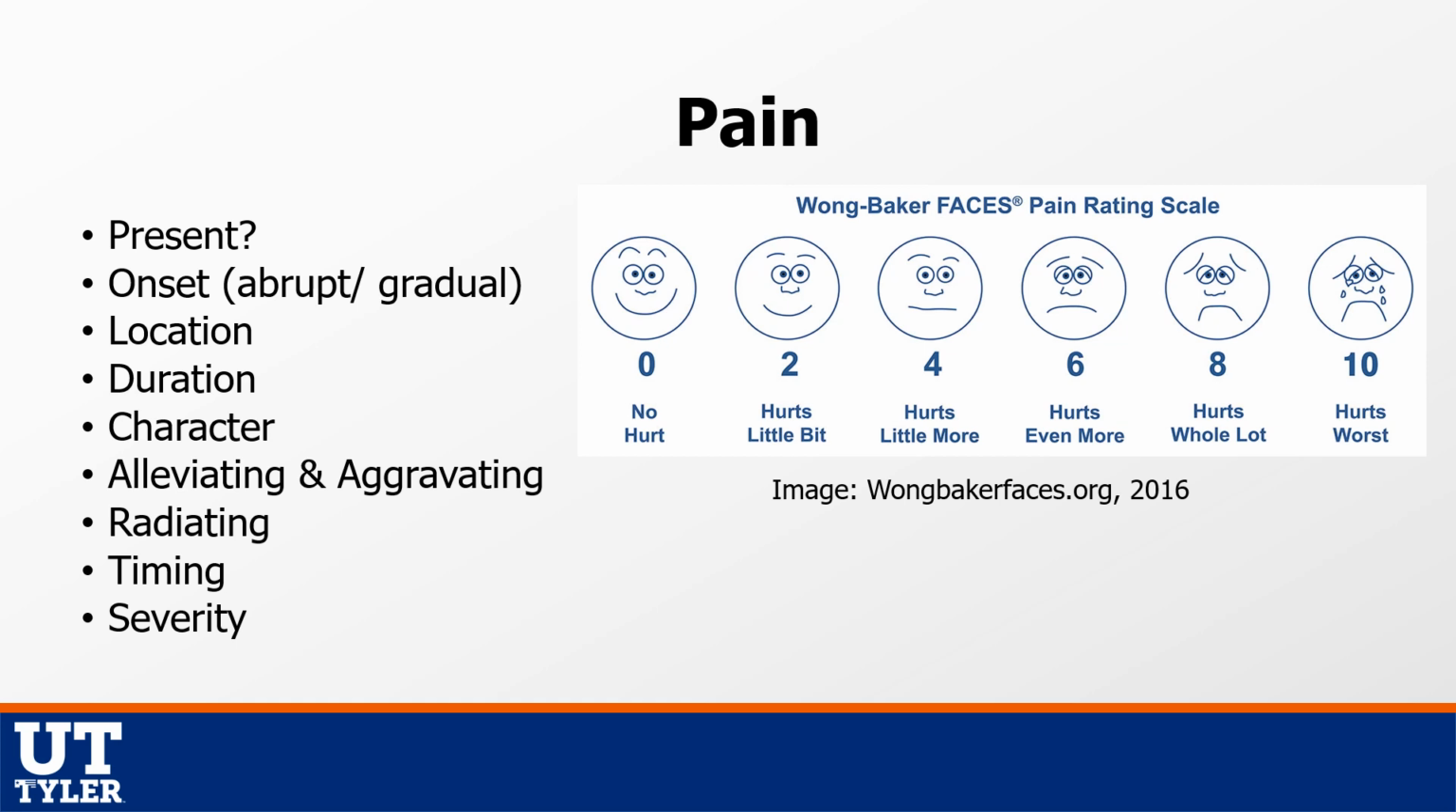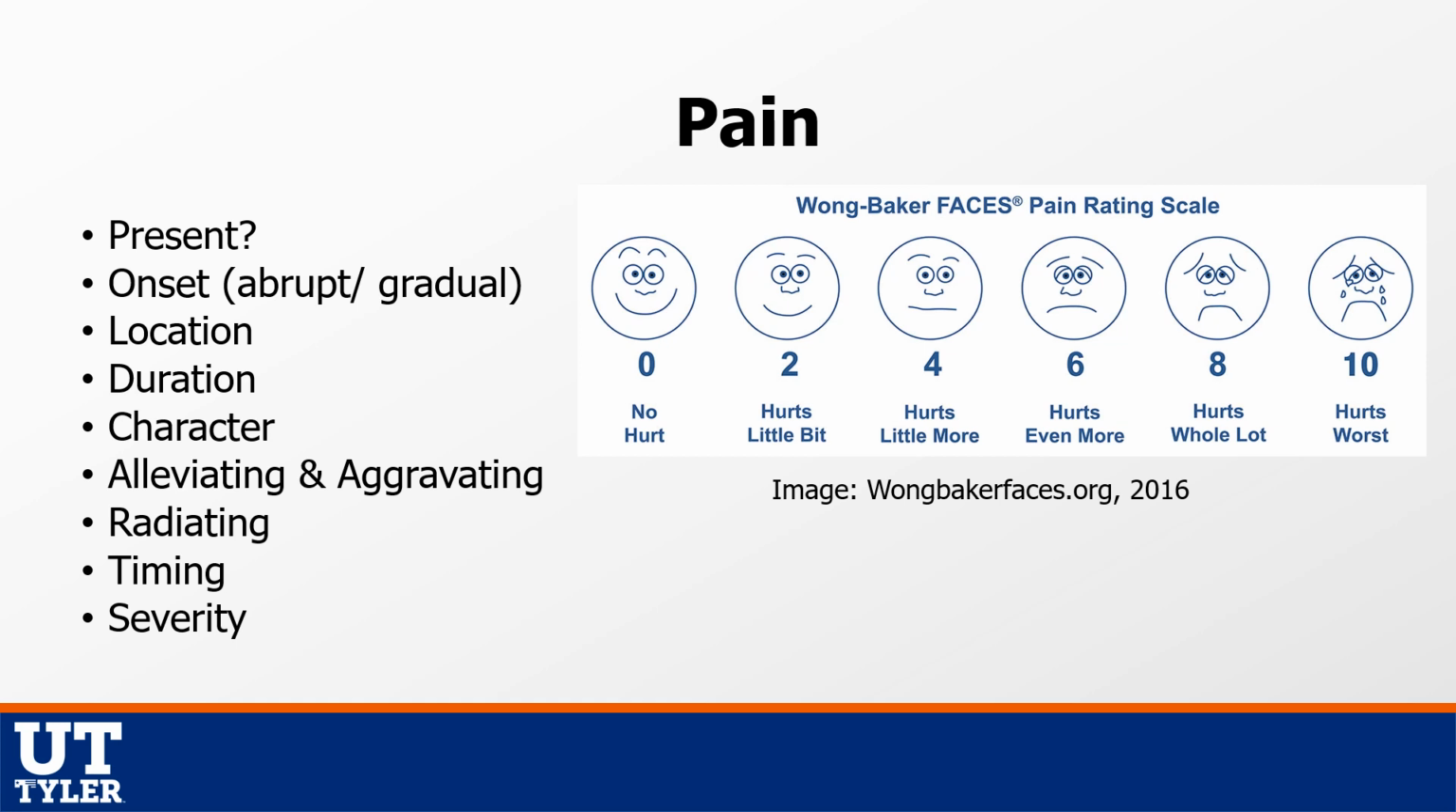When you find out what the pain number is, next you're going to go through the old CARTS questions. So you're going to ask about the onset, location, duration, character, alleviating and aggravating, radiating, timing, and severity. So for example, when this pain comes, how quickly or slowly does it come on for onset? Location, where is it? Oh, it's in your shoulder. Duration, how long have you had it? Oh, you've had it for a year? Oh, you've had it just since yesterday when you had a fall.